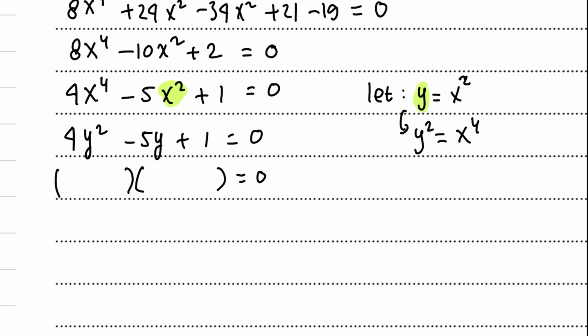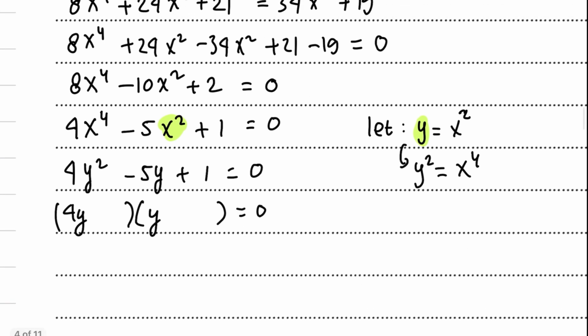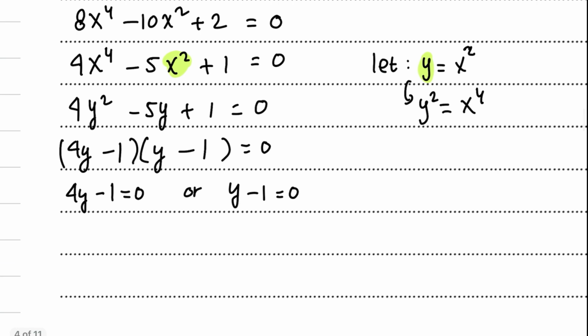So we have 4y and y, and then we put plus 1 here means that minus 1 and minus 1. So you will get the first one is 4y minus 1 equals to 0, or y minus 1 equals to 0. From here, we get 4y equals to 1, y equals to 1 over 4. This one you will get y equals to 1.